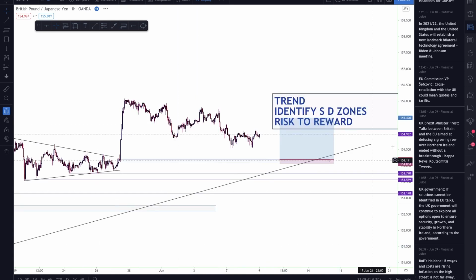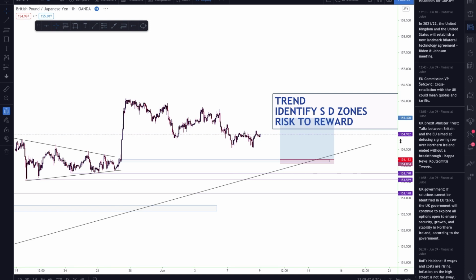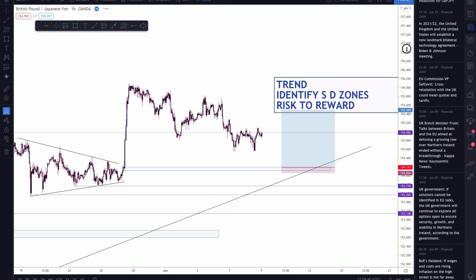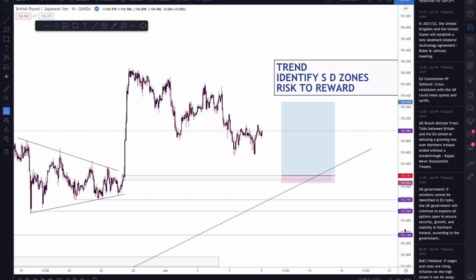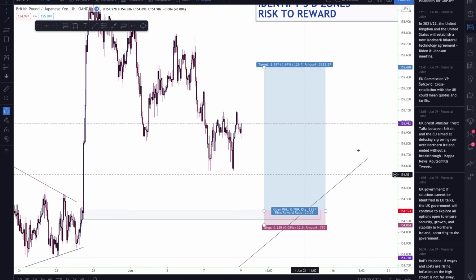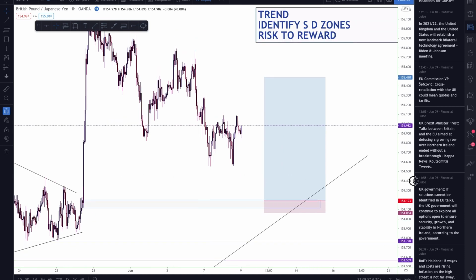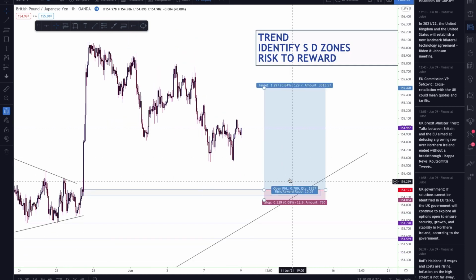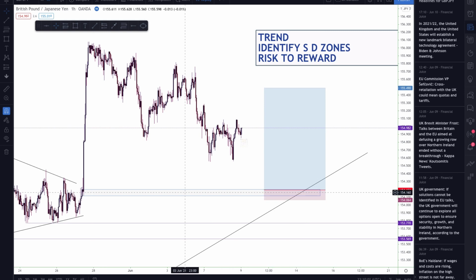So we have about 5 different confluences. The trend has confirmed the trade. We have a powerful demand zone, right? And now we can enter the market with a risk reward ratio of 1:3. So let me play the video for you to see.